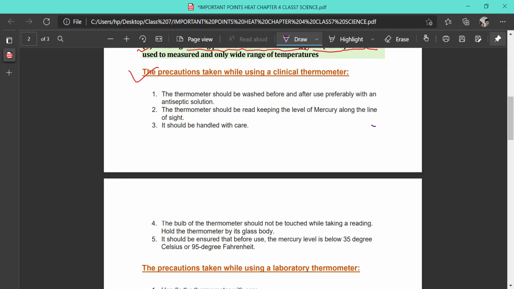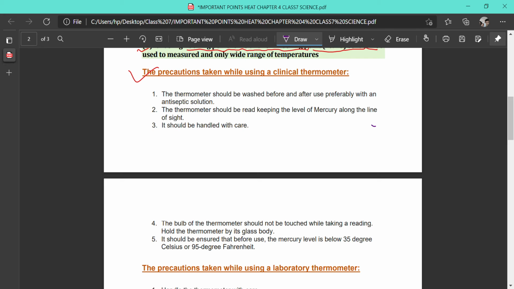There may be some infections, there may be some germs that can stick on the thermometer. So before and after use, we should sanitize, or preferably use some antiseptic solutions to clean the thermometer. That is the first one. Second one, the thermometer should be read keeping the mercury along the eye side. That should be just parallel to our eye, so that there will be no error in the reading. We can have a proper reading by seeing through the mercury level.